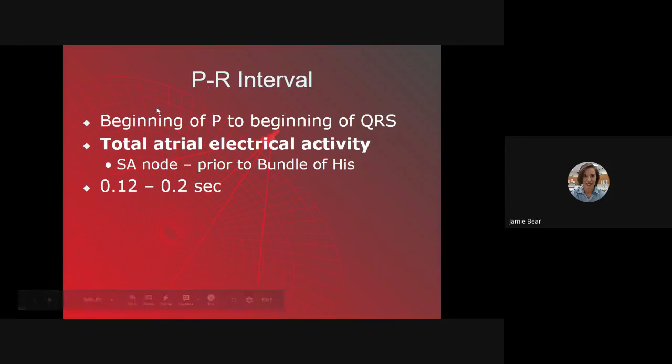The PR interval is the beginning of the P wave to the beginning of our QRS complex, and it represents the total atrial activity. So it takes place from the SA node to prior to the bundle of His. This is something that's going to be pretty important. This is one thing we will measure, and that's our PR interval. That should only be 0.12 to 0.2 seconds. So if we're thinking about little boxes, that's only 3 to 5 of the little boxes.